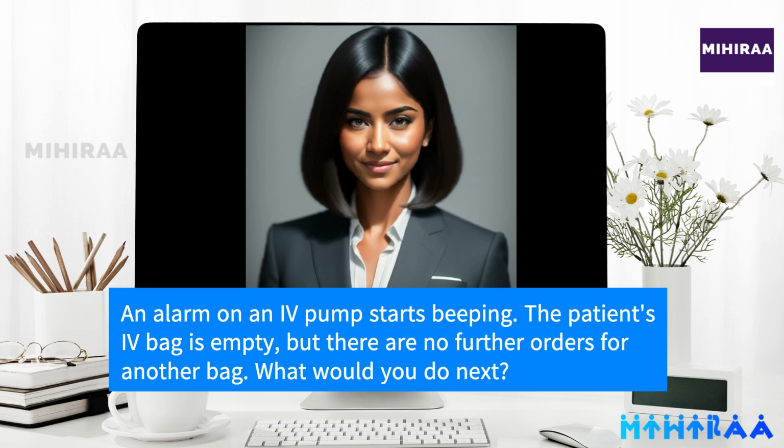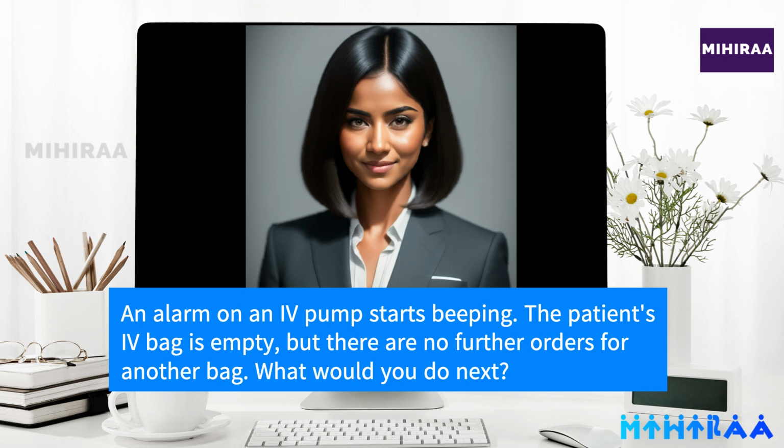If a new IV bag is ordered, I would prepare and hang the new bag following sterile procedures, ensuring the IV pump is correctly set to administer the fluids as prescribed. If the physician decides that no further IV fluids are needed, I would carefully discontinue the IV line, following protocol to prevent infection and ensure patient comfort.